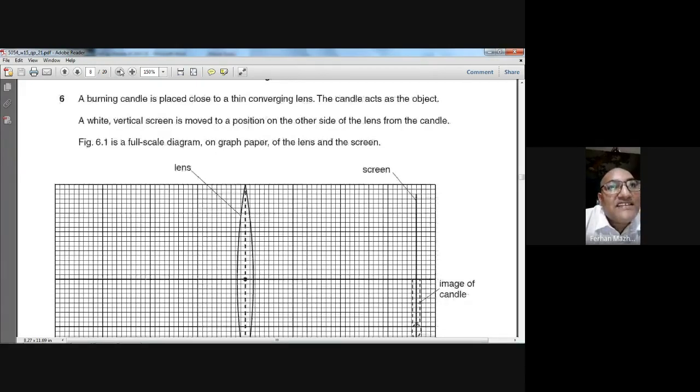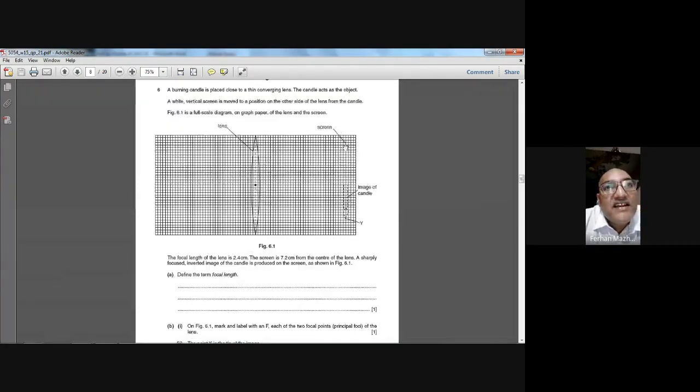So here we have a lens. This is the optical center of the lens, and here they have put a screen. If I increase the size, you will be able to see it. And here is the image of the candle. This is the principal axis. This is the image of the candle, and it is inverted, meaning the image formed is real. And he says the focal length of the lens is 2.4 centimeters. The screen is 7.2 centimeters from the center of the lens. A sharply focused inverted image of the candle is produced on the screen as shown in figure 6.1.